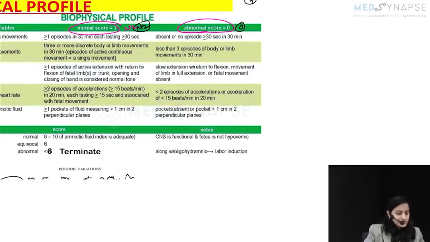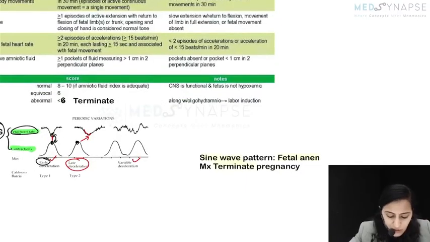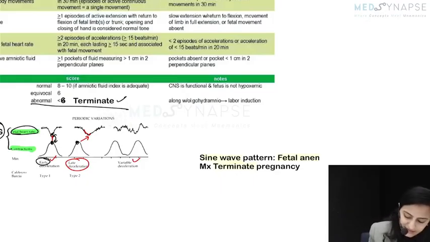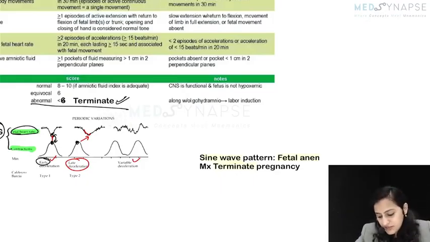Right? So as an intern, if you are told to check the biophysical profile score, at least don't say an odd number. In blood pressure we do lie, but don't say an odd number here. Right? So remember, it's always an even number. The lower the score, the worse it is. Less than 6, you have to terminate. Score less than 6, terminate.